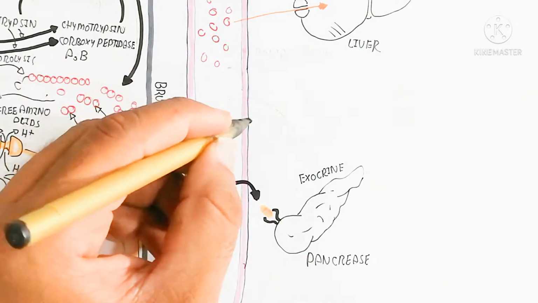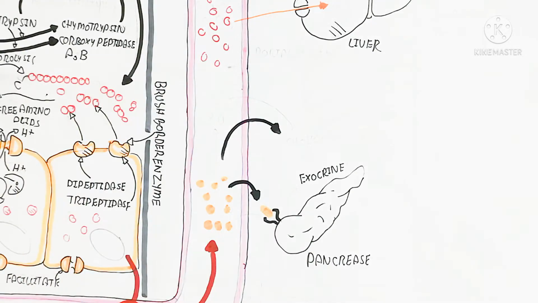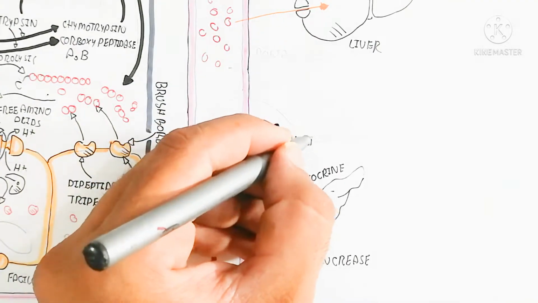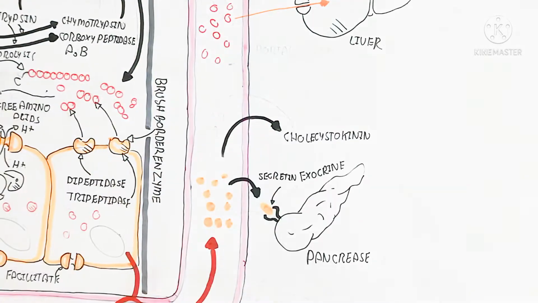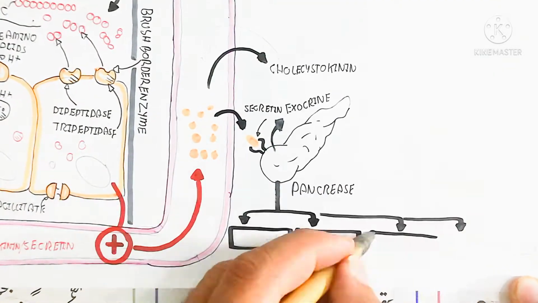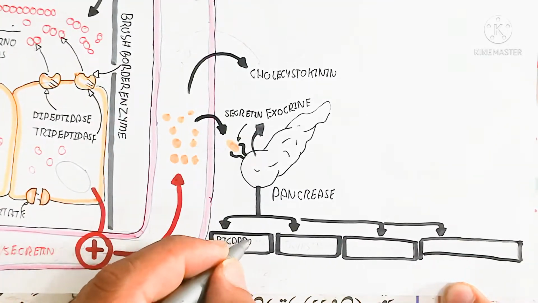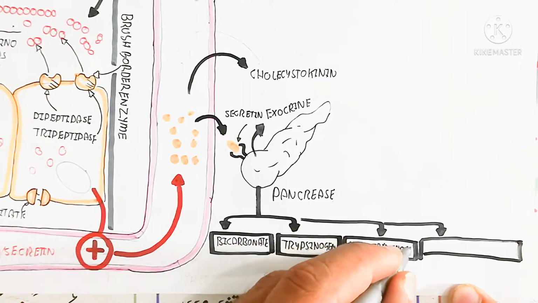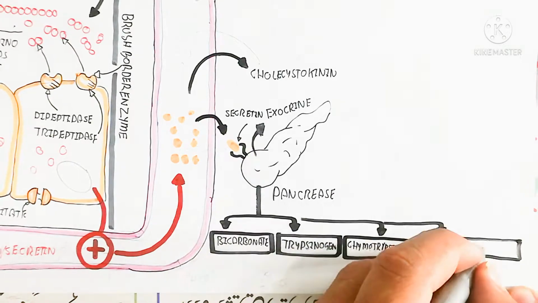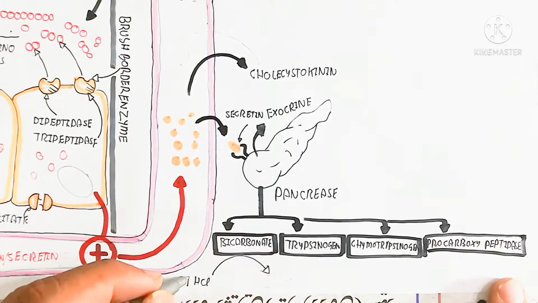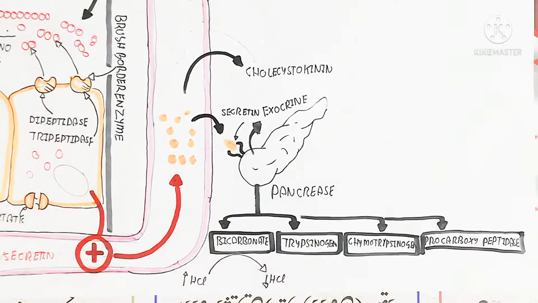Here you can see the pancreas, and the cholecystokinin and secretin which bind with the pancreas will lead to increased bicarbonate, trypsinogen, chymotrypsinogen and procarboxypeptidase. All these enzymes will digest the food, which we already discussed previously in this video. So let's begin to understand the metabolism of amino acid in the liver and the role of the amino acid.